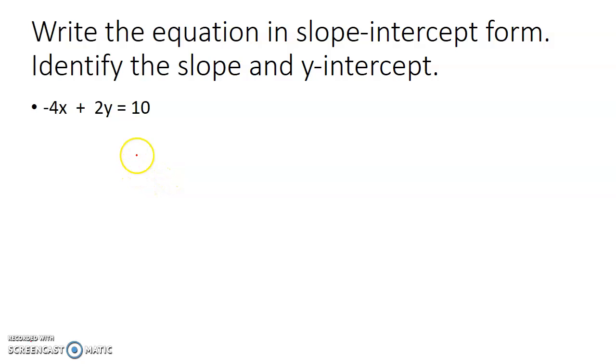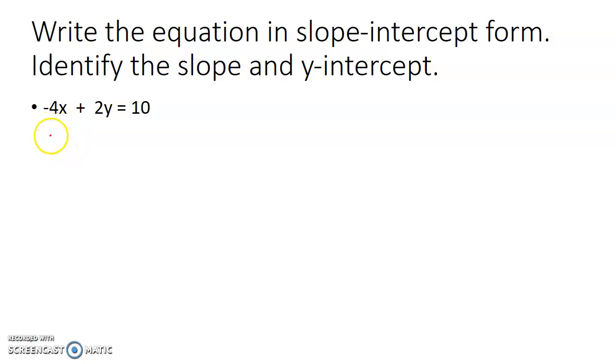Welcome. In this video I'm going to show you how to write an equation in slope-intercept form and also how to identify the slope and the y-intercept. Here we have minus 4x plus 2y equals 10. This is a linear equation in standard form, but we want to convert this to an equation in slope-intercept form. And after, we're going to identify the slope and the y-intercept.